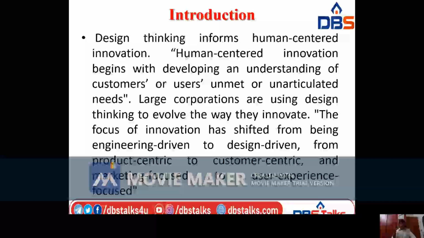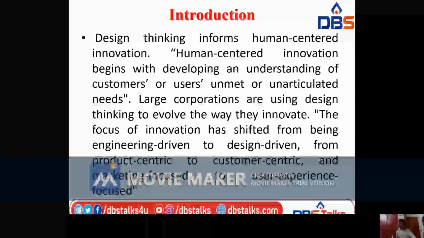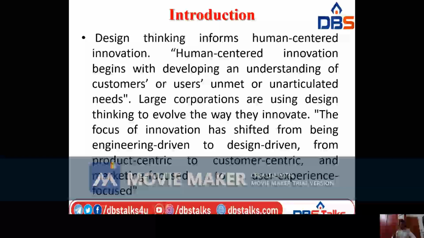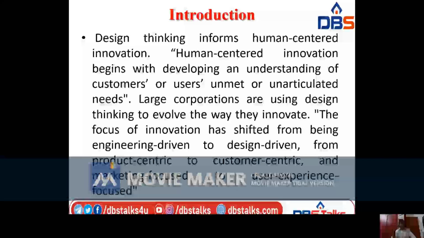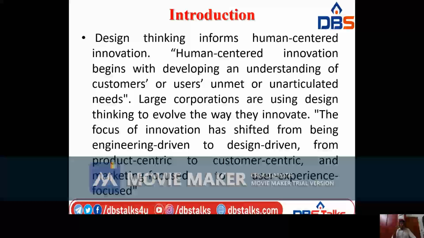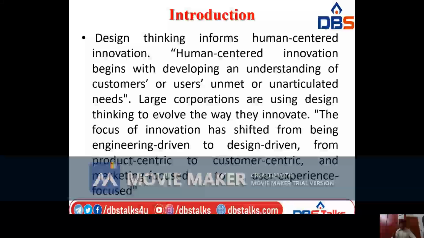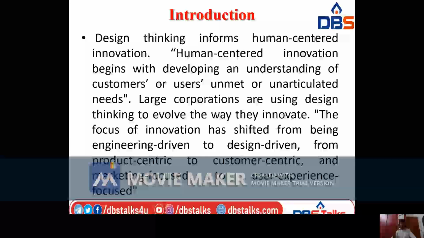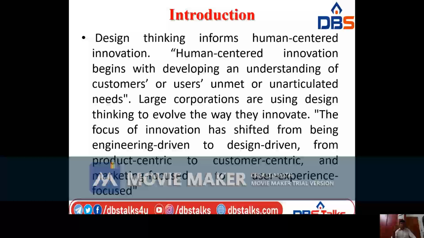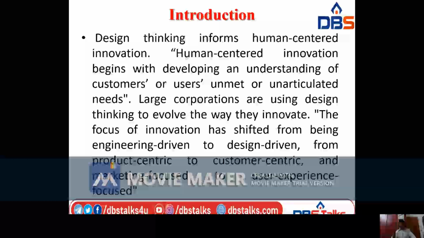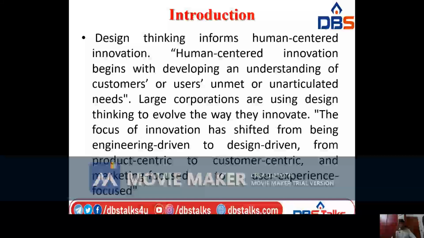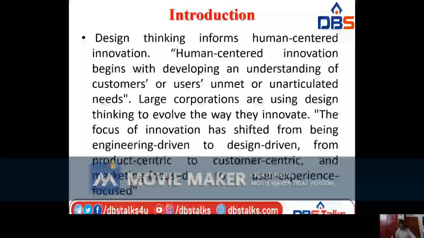Large corporations are using design thinking to evolve the way they innovate. Now, how can we innovate, or how can we develop the best ideas by using design thinking? The focus of innovation has shifted from being engineering driven to design driven. Now initially the focus was completely based on engineering driven. Now it is design centric or design driven.